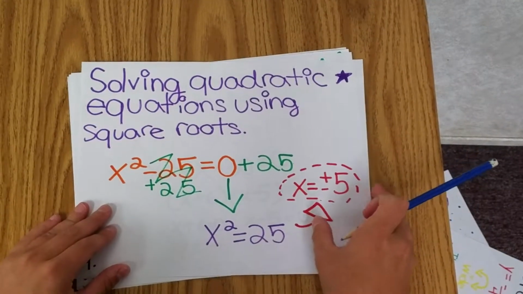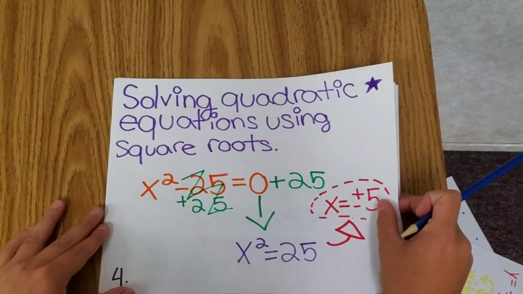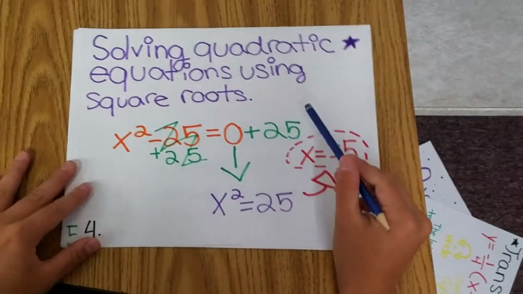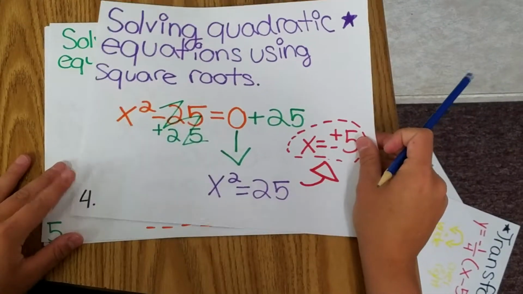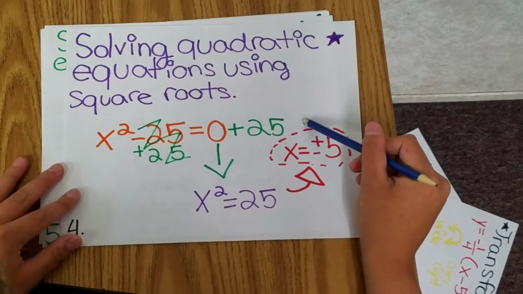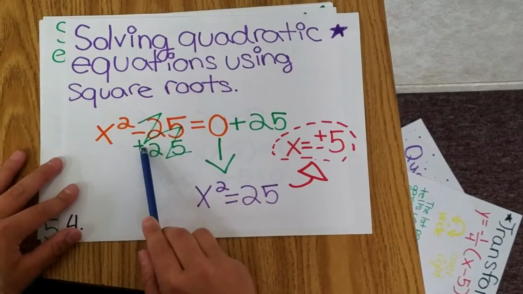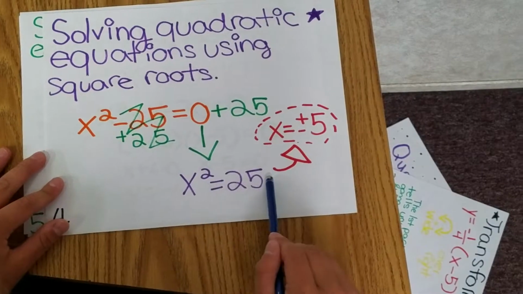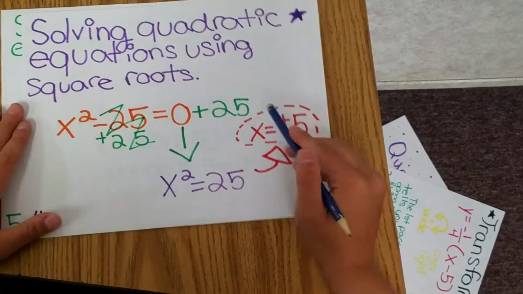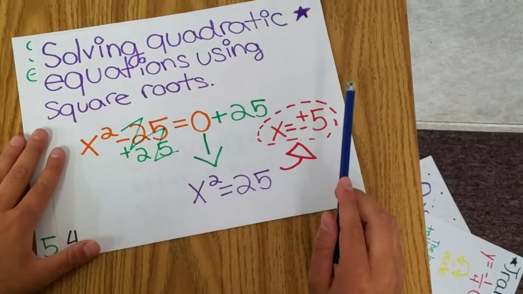Solving quadratic equations using square roots. So on this one, first you need to get x by itself. To get x by itself, you have to do the opposite of the whole number. So here, this was -25, so we added 25 here. And that left us with x squared equals 25. So our final answer would be x equals plus or minus 5.